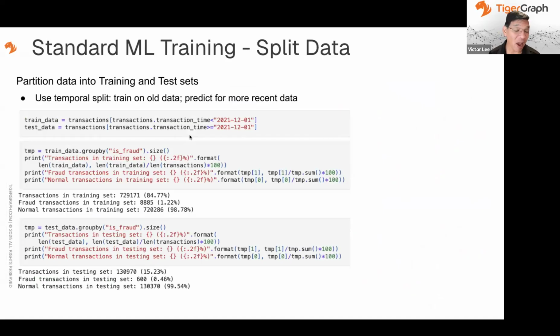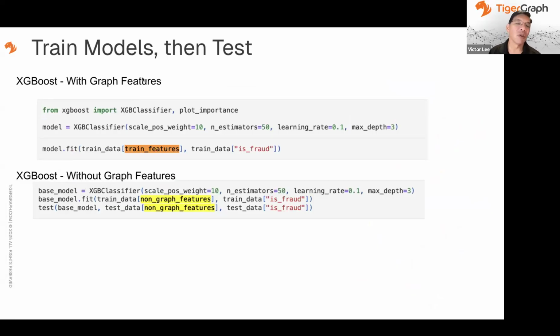Now that we have the features, we combine the graph features and the other features that you already had, even without the graph. And we partition the data into training and test sets. And then we do two sets of training because we're doing a comparison here. We're doing an A/B test. How well do you do with graph? How well do you do without graph?